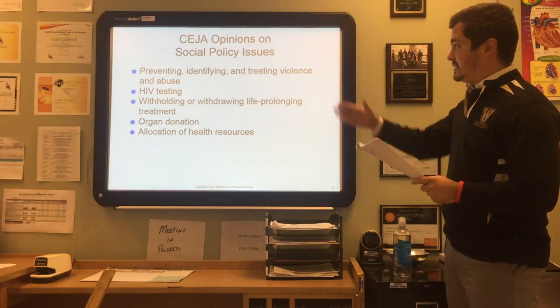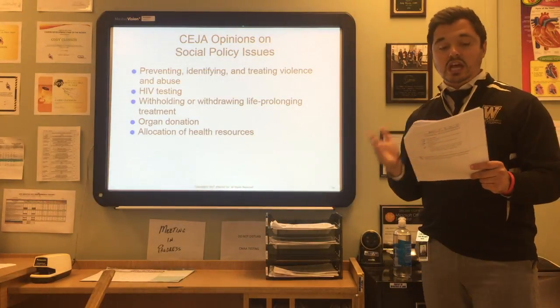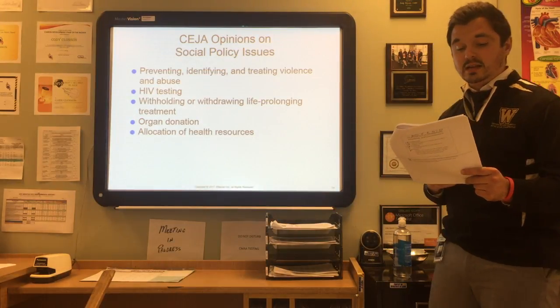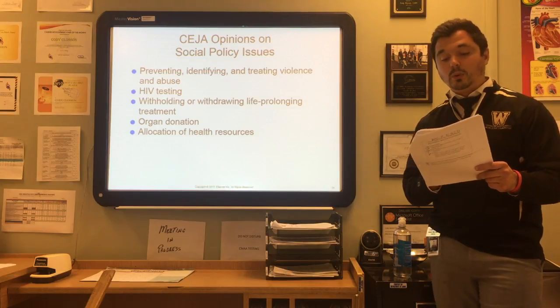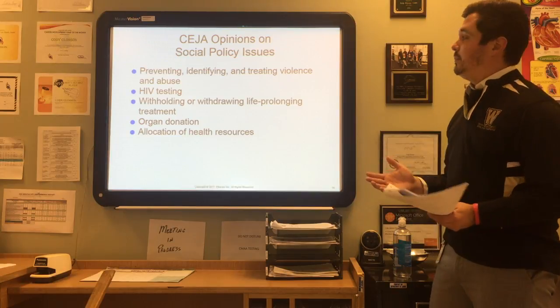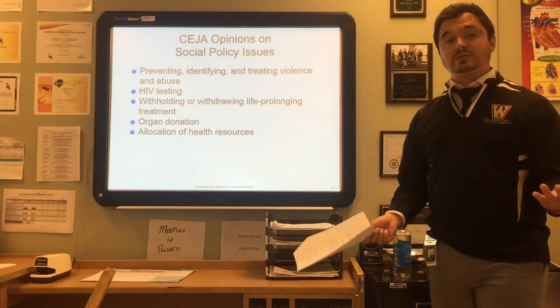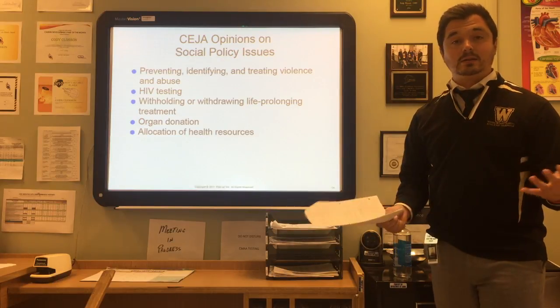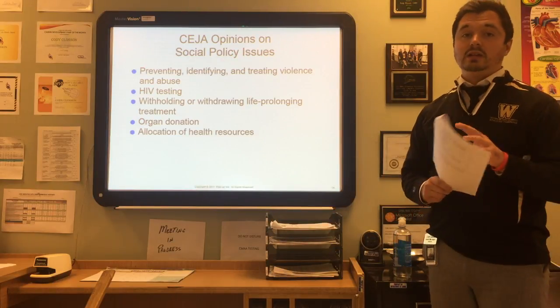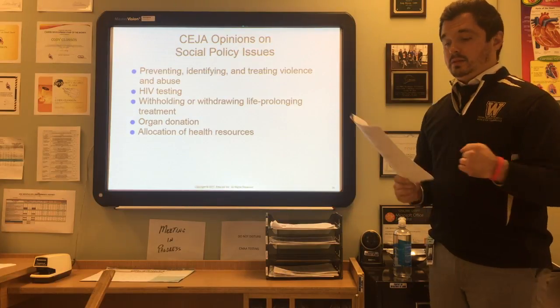So like I said, preventing, identifying, and treating violence or abuse. The CEJA basically says that the law requires physicians to report abuse. If they don't, it is a breach of ethical standards. So if you are faced with those dilemmas, okay, you think there's child abuse going on in the home, or maybe it's domestic violence or something along those lines, it is your duty, okay, to report that.